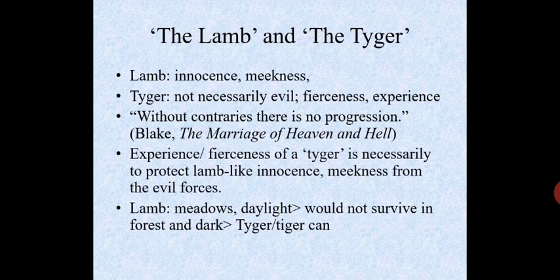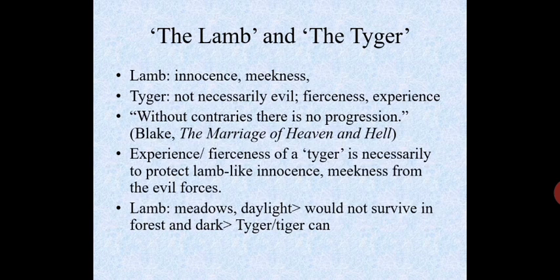So you also need that fierce force like a tiger, not only the innocence of a lamb, but also the fierceness of a tiger. Again, I should refer to this particular line from The Marriage of Heaven and Hell: Without contraries, there is no progression. So there are always two sides of everything, and two sides are also necessary. You also need innocence. You also need that experience.